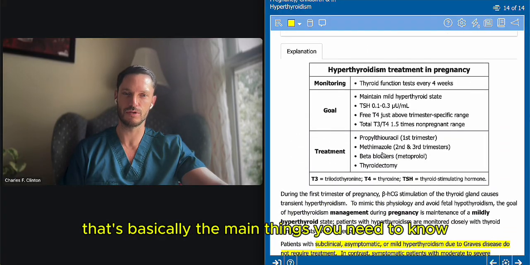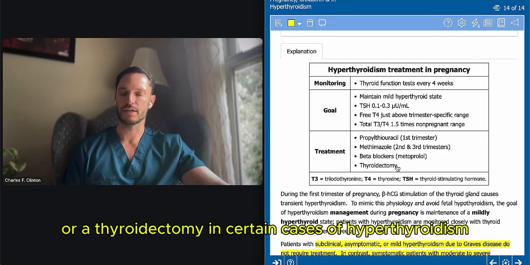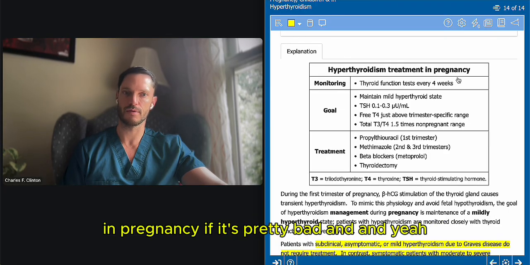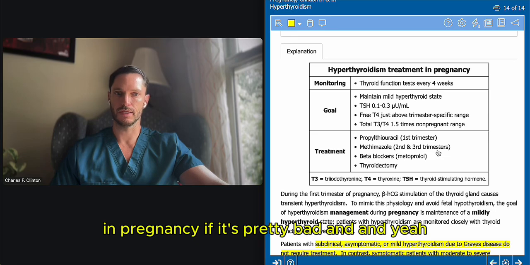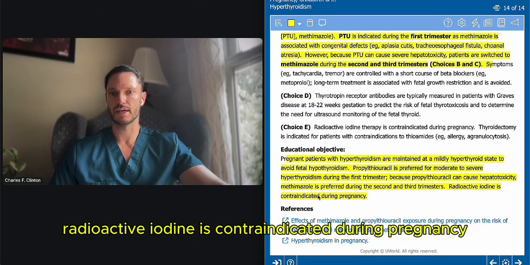That's basically the main things you need to know to answer these questions correctly. You might have to use beta blockers, metoprolol, or thyroidectomy in certain cases of hyperthyroidism in pregnancy if it's pretty bad. And yeah, that's about it for this question. That's all we have for today. And remember, radioactive iodine is contraindicated during pregnancy.